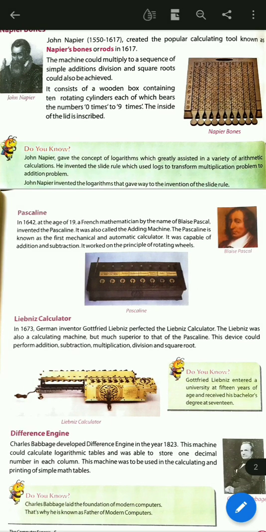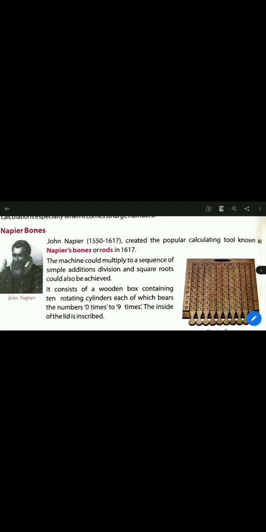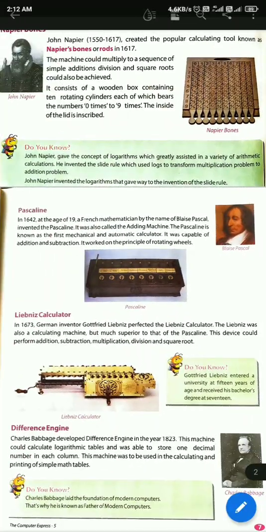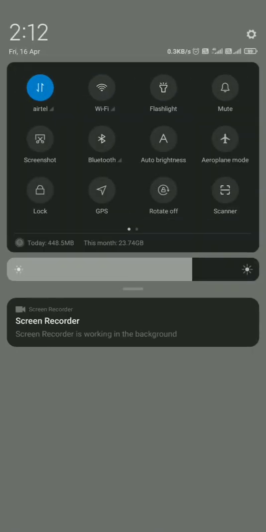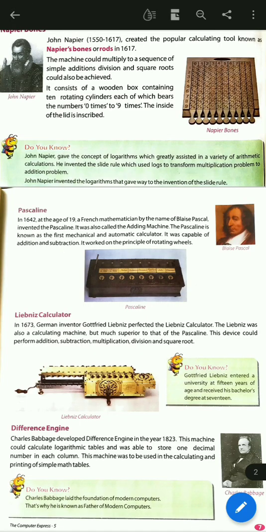Then next comes the difference engine. Charles Babbage developed the difference engine in the year 1823. So students, the difference engine was developed by Charles Babbage in 1823. This machine could calculate logarithmic tables and was also able to store one decimal number in each column.